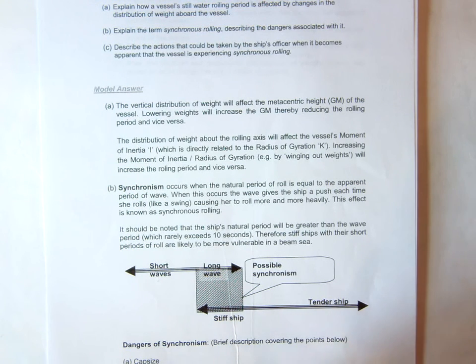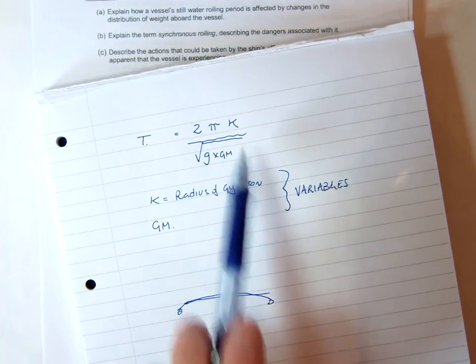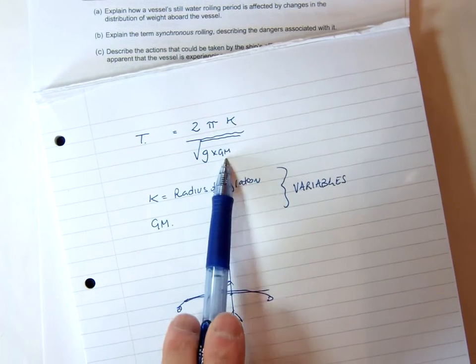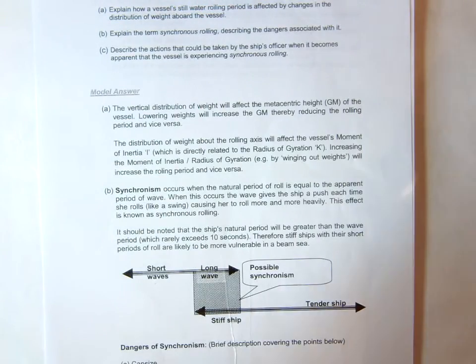So it's all to do with the radius of gyration and the GM. And if we look at the formula, if you're unsure, just think to yourself mathematically what will happen if this is increased or this is increased, and how it will affect the rolling period in seconds.